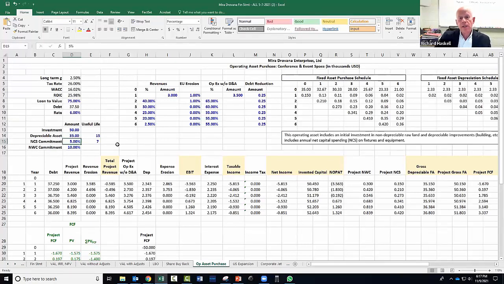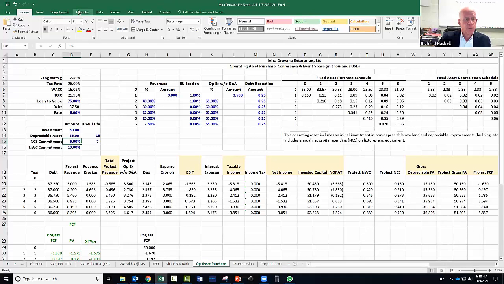We're going to make the assumption that we have to continue to make year in and year out a 5% commitment to net capital spending and a 10% commitment to increased working capital. Well, let's see how those come into play. First, the 5%, we're going to make the assumption that it has a 7-year useful life every time we buy more of them. So where does this 5% come into play?